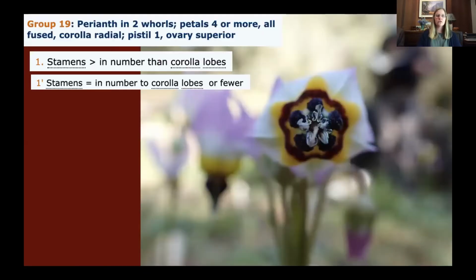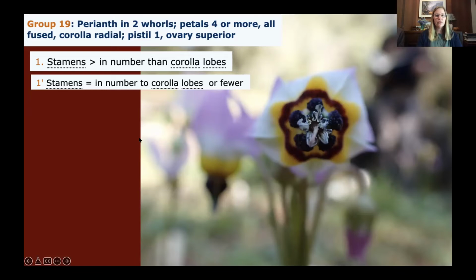So this will bring us to group 19, Perianth in 2 whorls, petals 4 or more, all fused, corolla radial, pistil 1, ovary superior. So that sounds like that agrees with everything we've just seen in our plant. So again, always a good moment to double check that that description matches your plant. It's really easy in a key to just get mixed up and go to the wrong line, even when you have made the correct choice just by getting mixed up. So this is always a good place to double check.